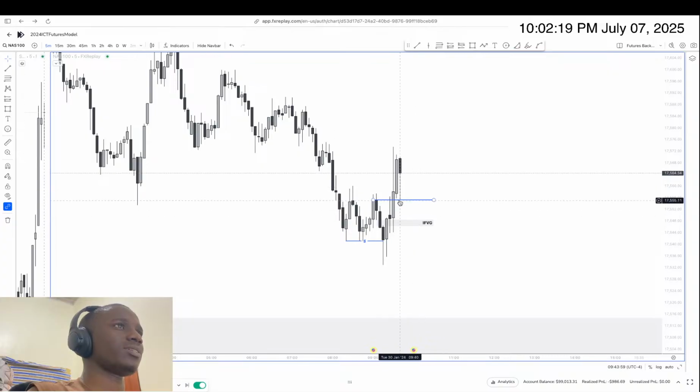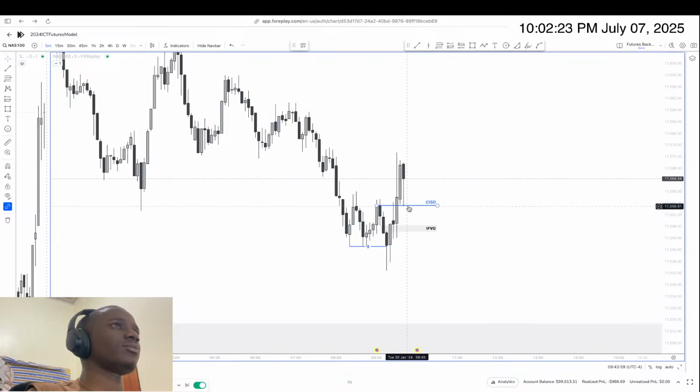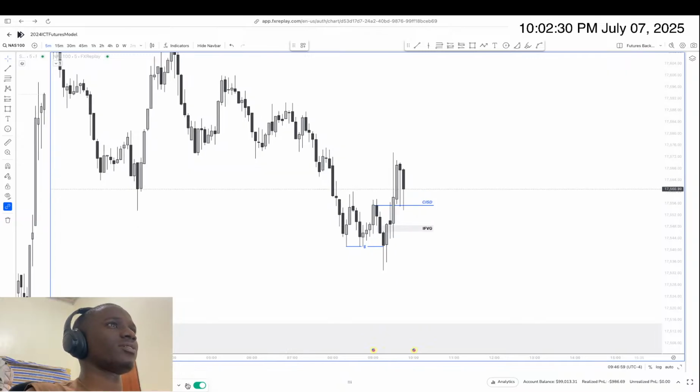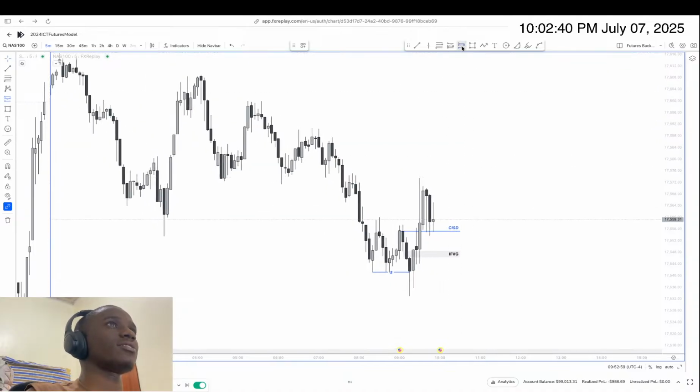So we get a touch into this change in state, which means here we can take an entry, but well, it's already moved a huge amount of points. It's already moved 4 handles, and now we get another retracement. Alright, so here we're at 9:50, and 9:50 is another macro, so here we can take a long position.